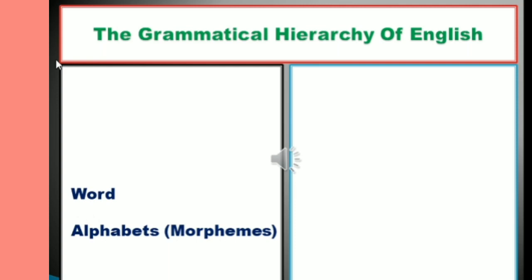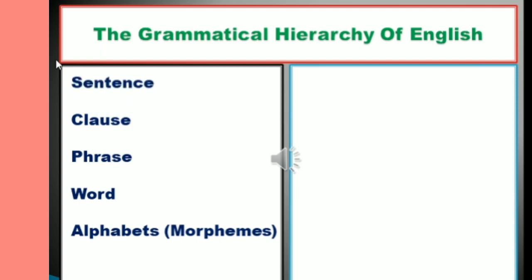Then the words are combined together to make a phrase. There may be one or more than one phrase in a sentence. Then phrases are combined to make a clause. There may be one single clause or more than one clause in a sentence. Then clauses are combined to make a sentence.